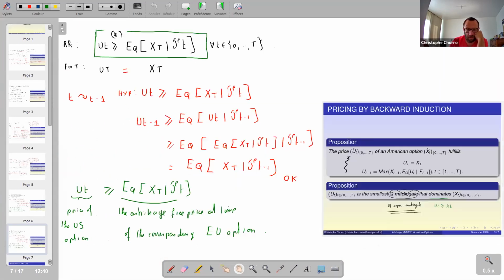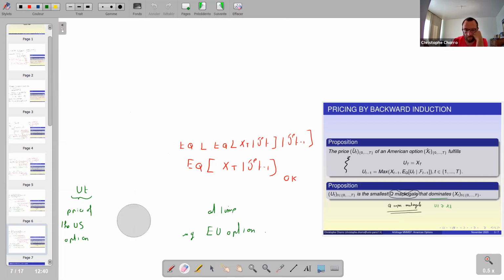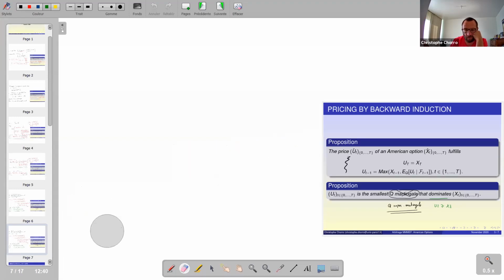I will erase what I have done here in order to do the proof of my result. I want to prove that U is the smallest Q martingale that dominates xt. Before I prove that it is the smallest, I have to prove that it is one.